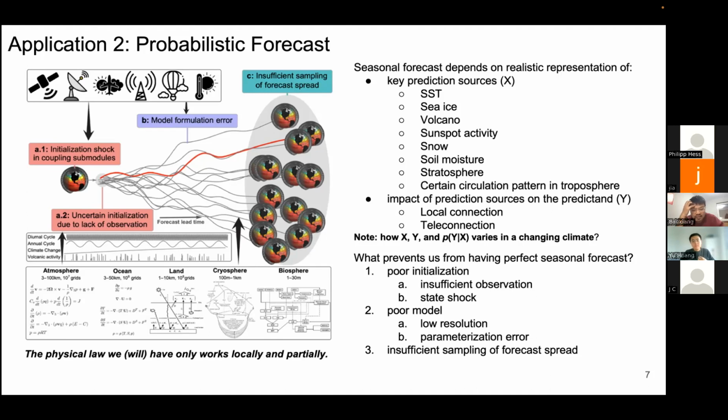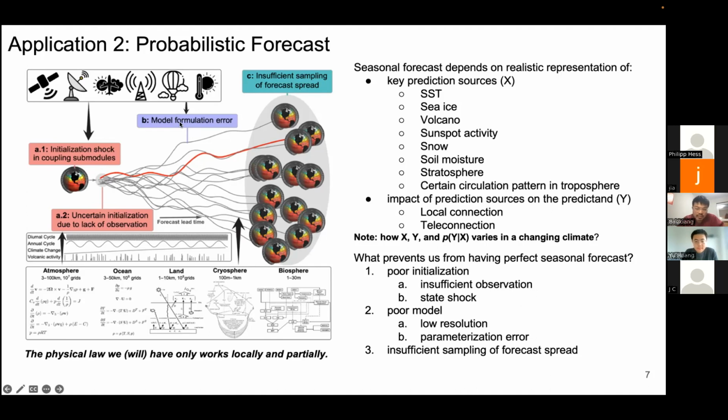And we can dissect the bias in subseasonal to seasonal forecast into these four factors. The first two are from the initialization. We may not have the full picture of the initial state of the climate system, and if we use coupled ocean atmosphere models, we may have something called initialization shock. And when we run the model, we have the model formulation error. And when we do ensemble modeling, we have the insufficient sampling of forecast spread. This is called aleatoric uncertainty. This is called epistemic uncertainty.